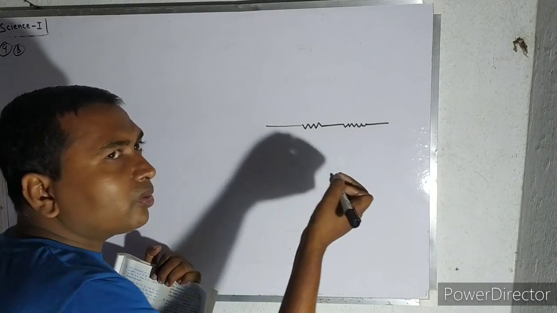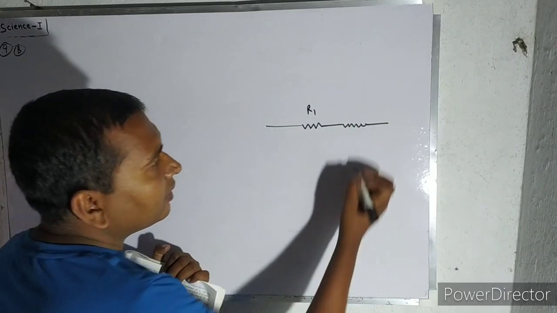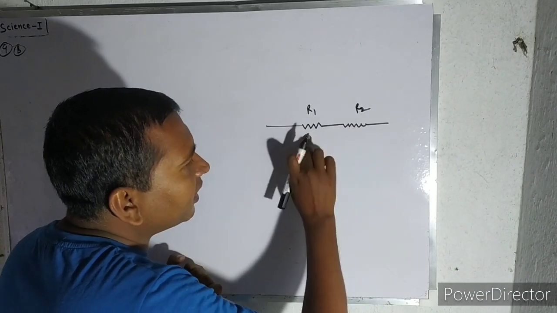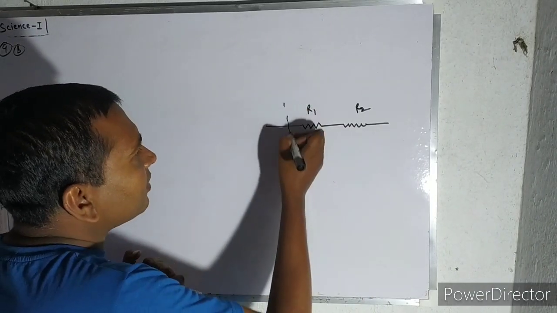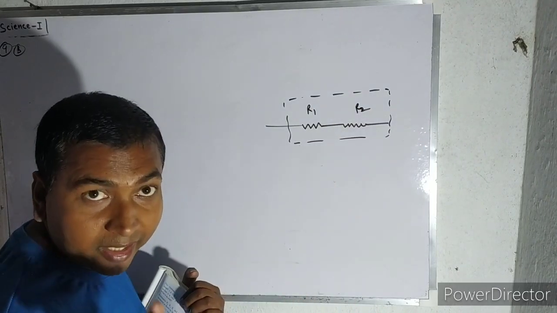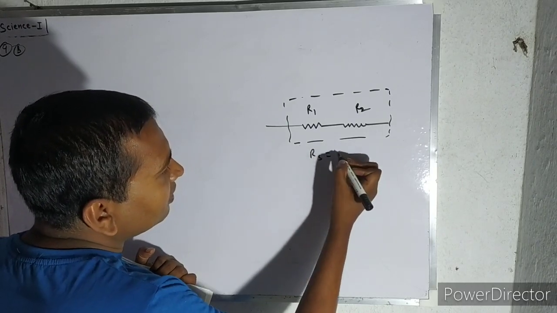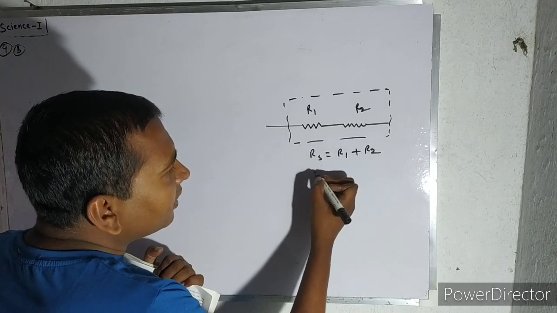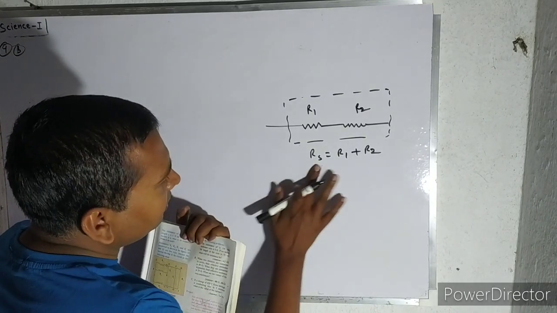Say two resistors, the first one is R1 and the second resistor is R2, and both are connected in series. And the effective resistance means what? If two resistors are connected in series, effective resistance Rs is equal to, we know, R1 plus R2. So here the effective resistance is how much? Not 40, this is 80.